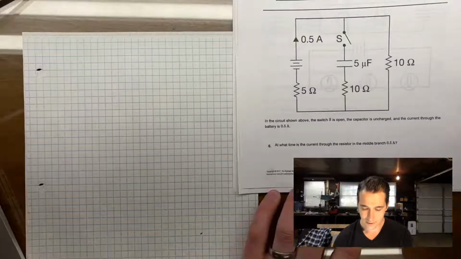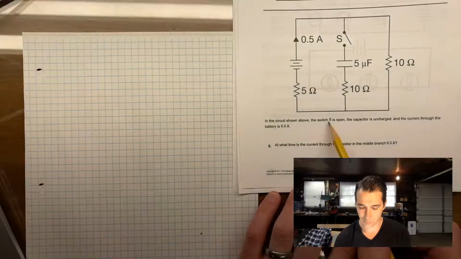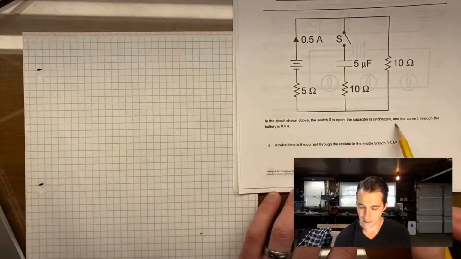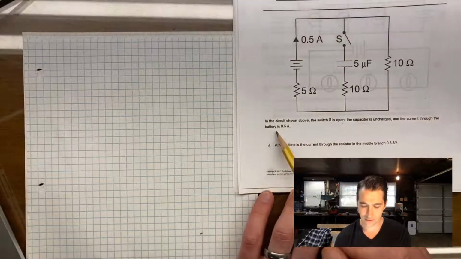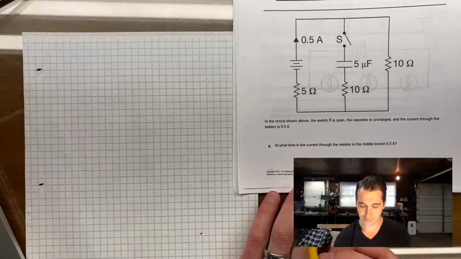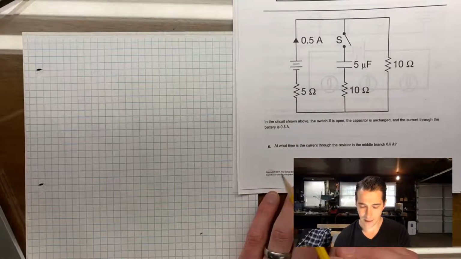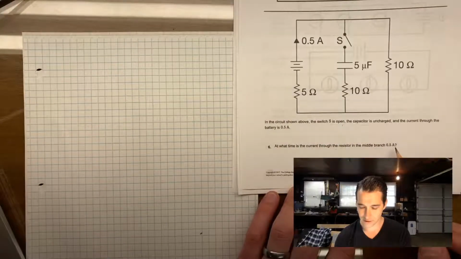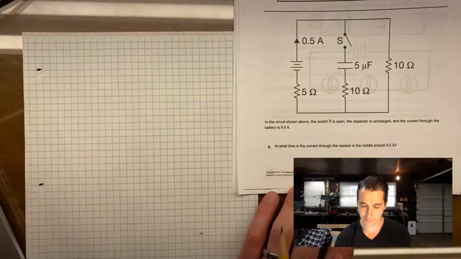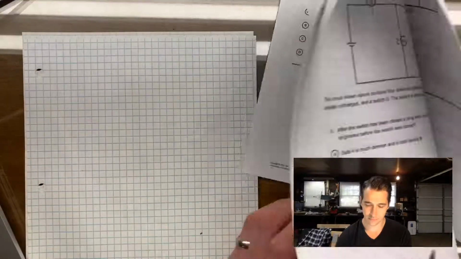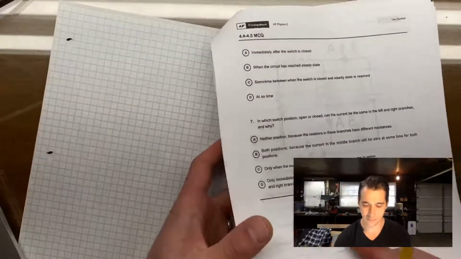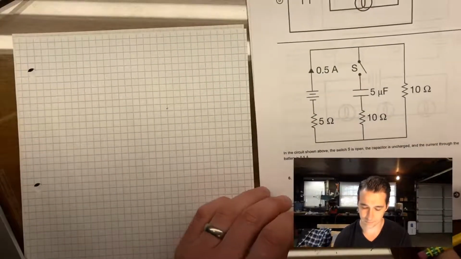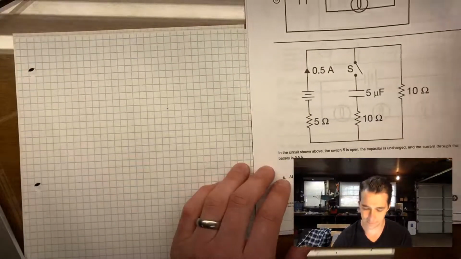Okay. In the circuit shown above, the switch S is open. The capacitor is uncharged. And the current through the battery is 0.5 amps. At what time is the current through the resistor in the middle branch 0.5 amps? Okay, so let's think about this for a moment.